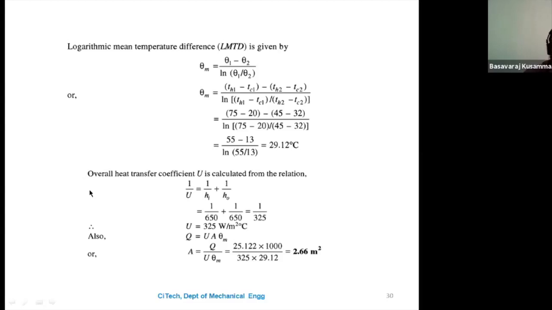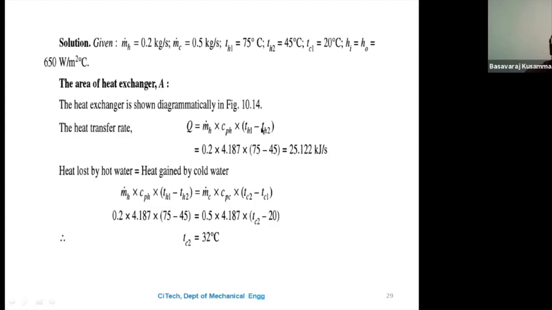Then, what is the overall heat transfer coefficient? You need to calculate the overall heat transfer coefficient, neglecting the thickness of the pipe, because they are not giving any thermal conductivity. These equations you can also get in the data handbook of the heat exchanger.